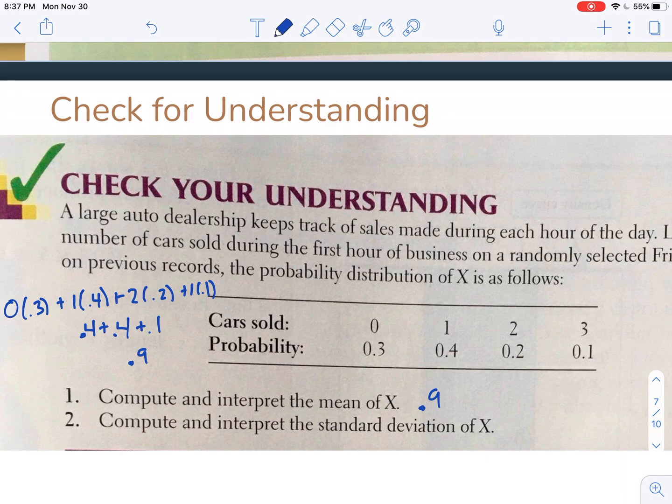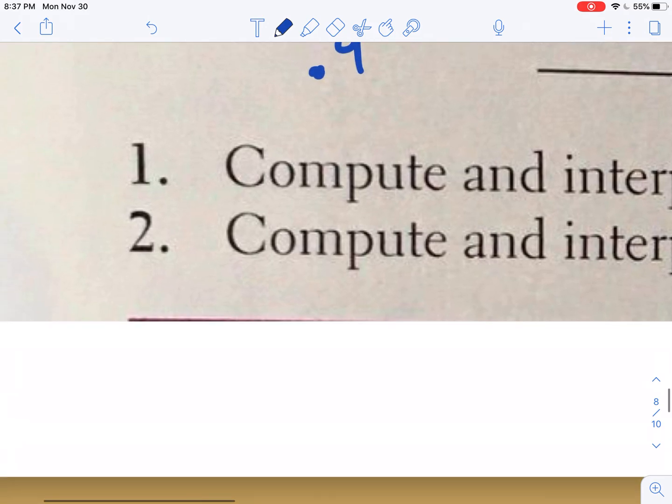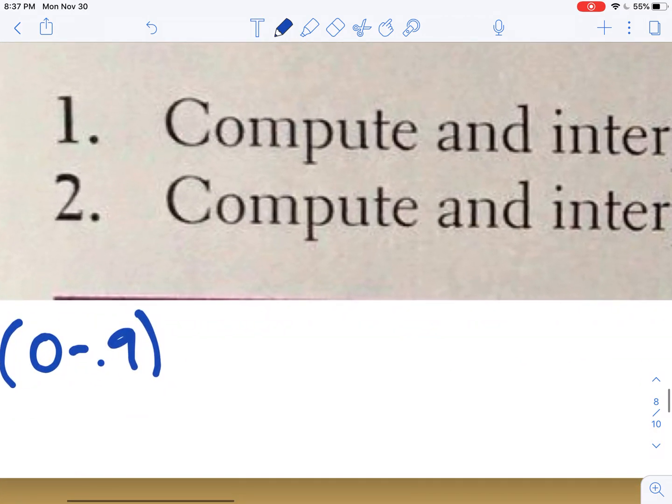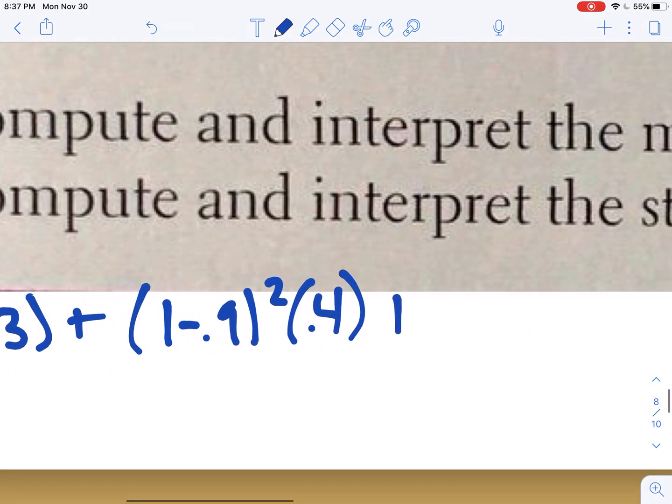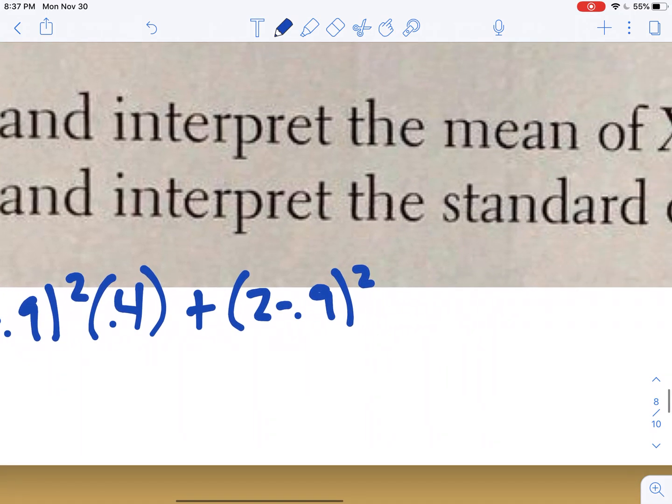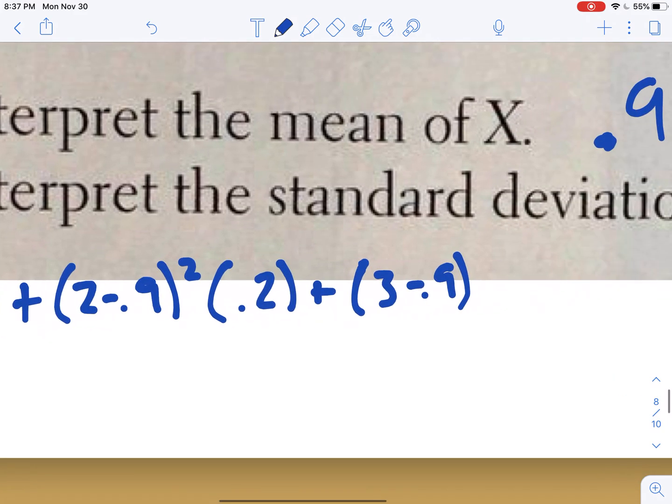So if we wanted to do this by hand, what we would do is 0 minus 0.9 squared times 0.3 plus 1 minus 0.9 squared times 0.4 plus 2 minus 0.9 squared times 0.2 plus 3 minus 0.9 squared times 0.1.